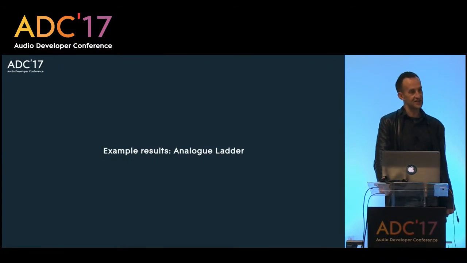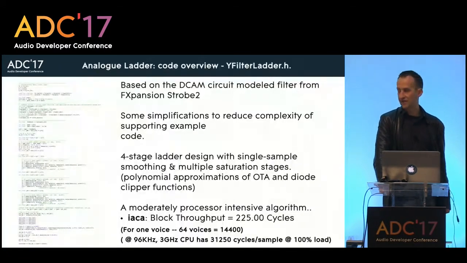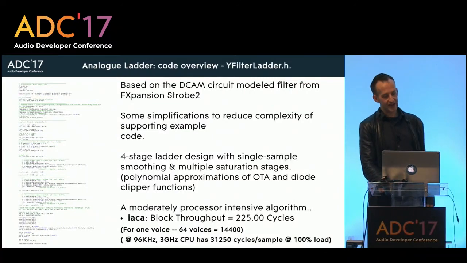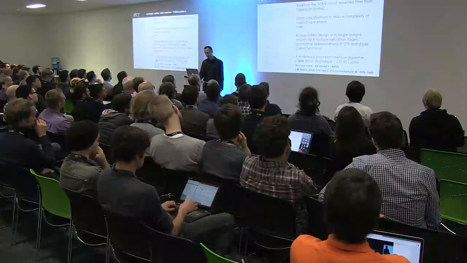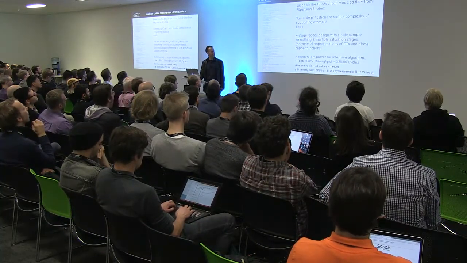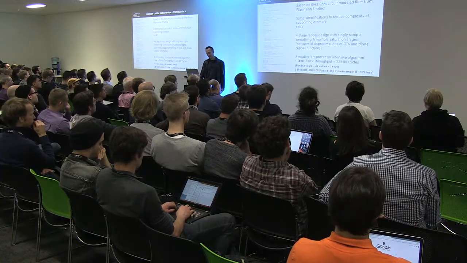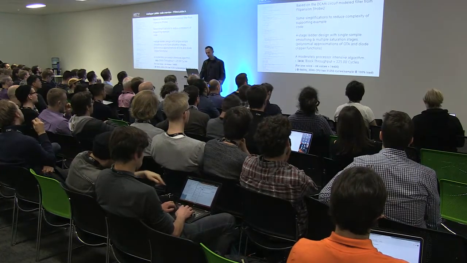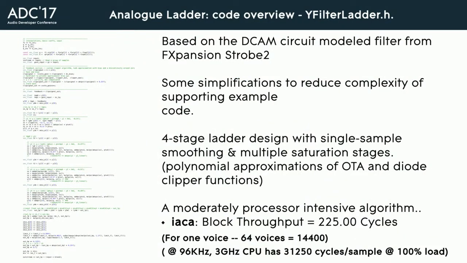This is an analog modeled ladder filter. This is based on what you get in FXpansion's Strobe 2. It's a fairly chunky piece of filter code. There's a lot going on there. And if we look at this with IACA, the Intel Architecture Code Analyzer, which is a great little tool if you like digging around in this stuff and understanding what's going on, it tells us that the block throughput on this one is 225 cycles, whether that's serial or vectorized code.